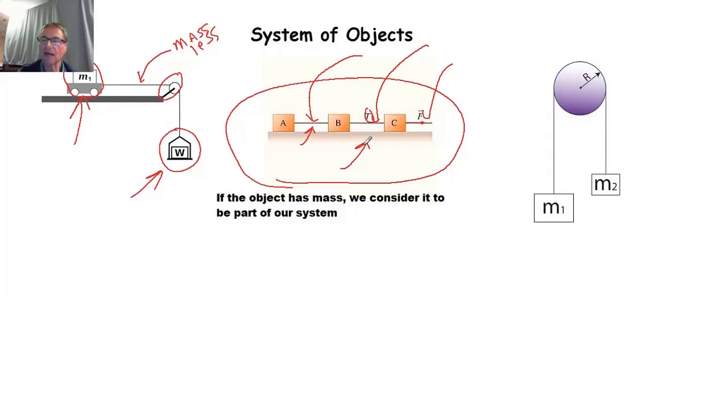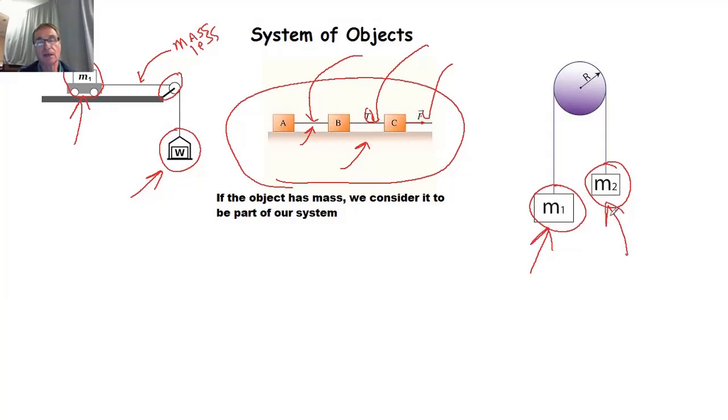Over on the right-hand side, we have what's called an Atwood machine. We have a mass hanging on a string or a cable over a pulley onto another mass over here. So what are the objects in our system? We have one object here. We have one object here.